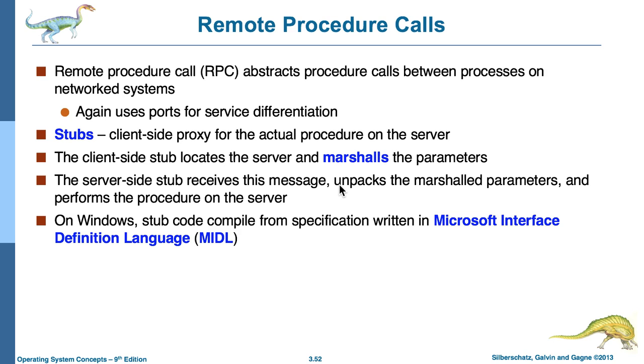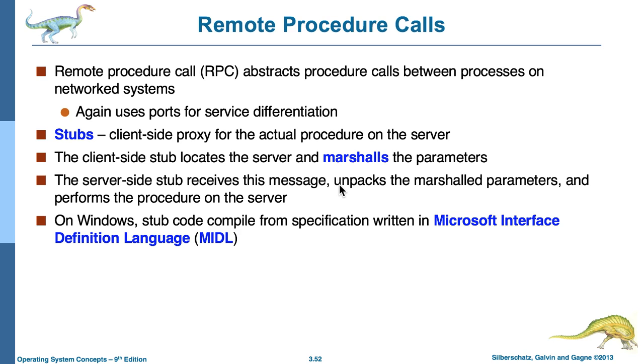Key things about remote procedure calls. They are similar to inter-process communication. The big distinction being, however, that the procedure is being called on a remote system. This is not on the same system. The way they get implemented is, there are stubs, which are client-side proxies for the actual procedure on the server itself. Right, so these stubs are quite relevant when it comes to the actual procedure executing on the server.